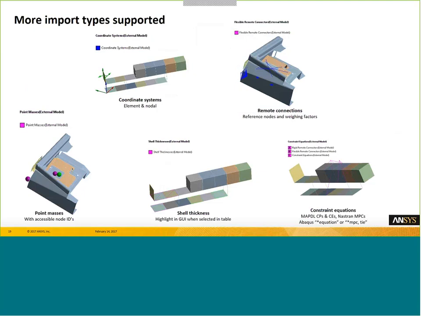You get a table underneath the graphics window when these are imported, and you can highlight all the 3mm or half-inch or 5mm plates that have been imported, and that will show you on the screen interactively which parts are which thickness. And then finally, we also have point masses, with node IDs assigned to them as well, so you can identify where point masses have been added to a model. So quite some substantial improvements there in terms of capability for working with external models.